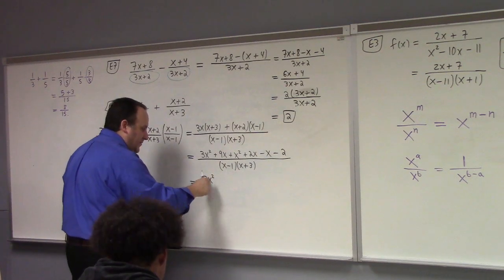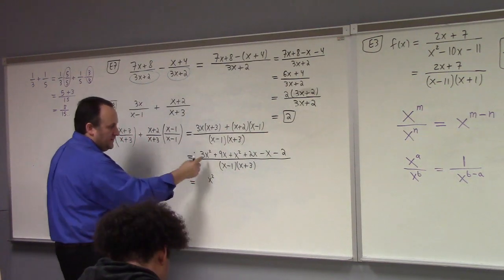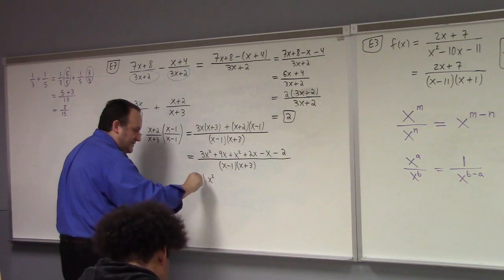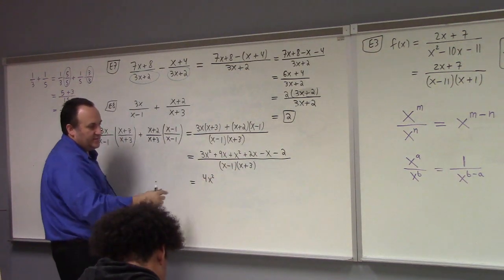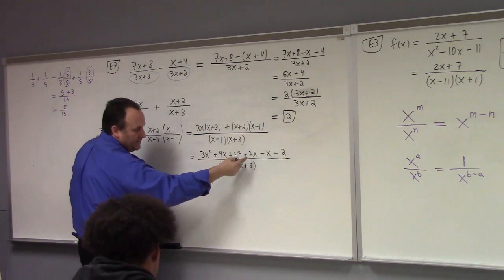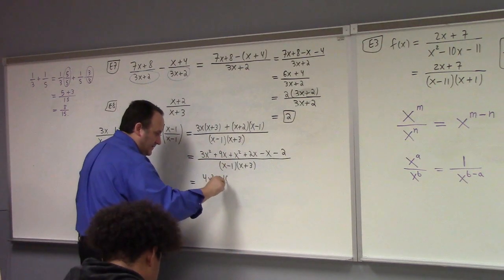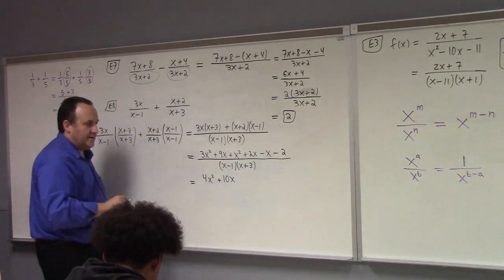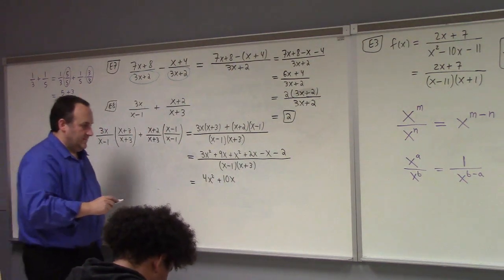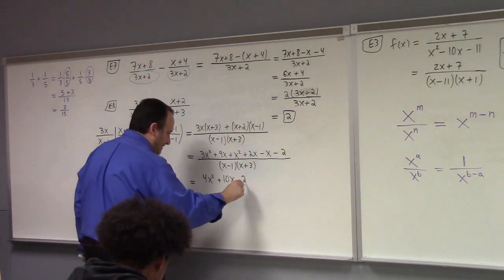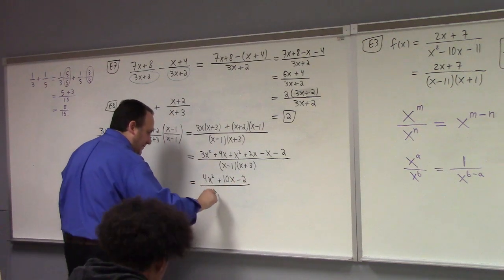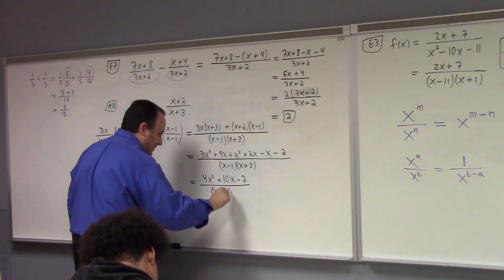How many x squareds do I have? 3 here, 1 there, so 4 total x squareds. How many x's do I have? 9 plus 2 is 11. 11 minus 1, 10, plus 10x. And the constants are minus 2, divided by x minus 1 times x plus 3.